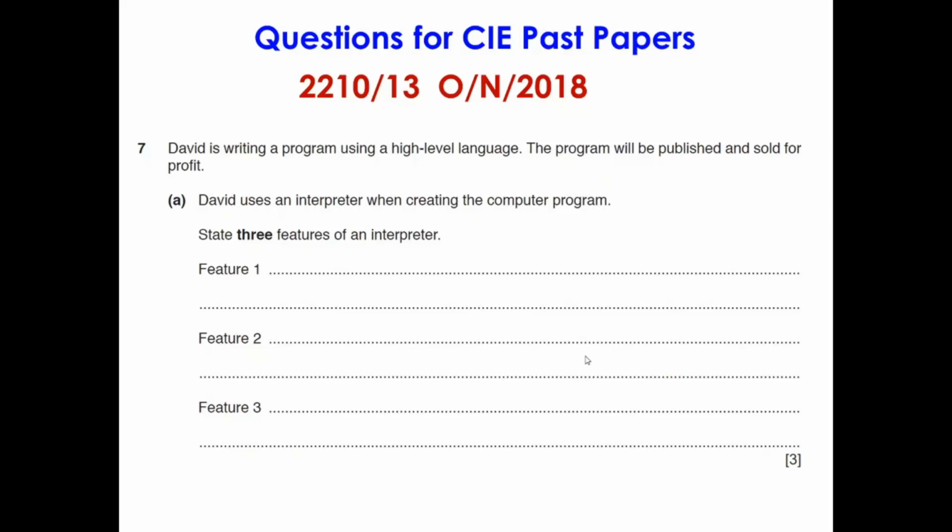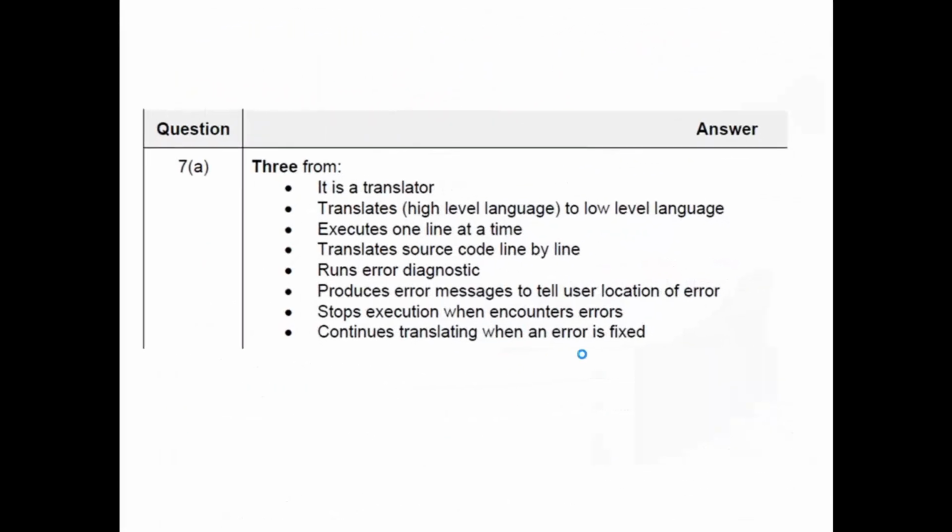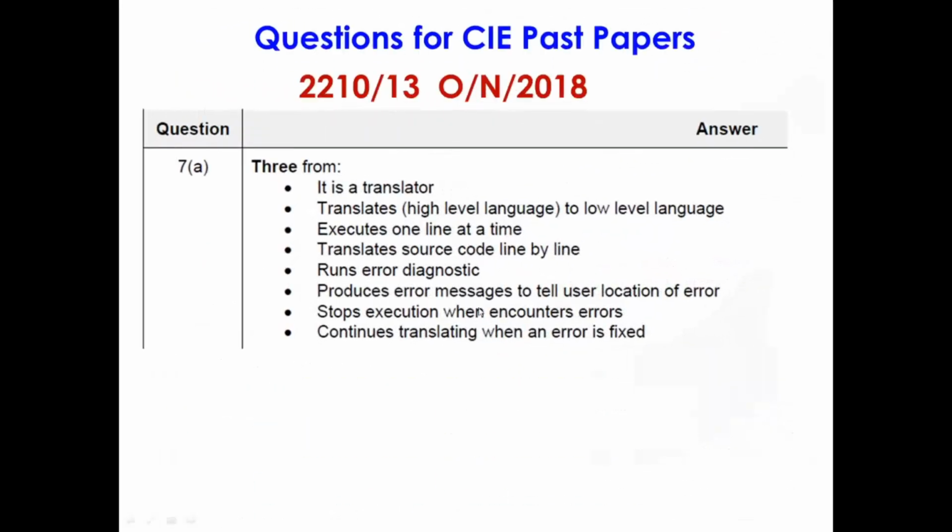So you are writing a program in a high-level language and you want to translate it through an interpreter. What are 3 things that an interpreter does? Let's see the answer. It is a translator program. It translates high-level language to low-level language. It executes one line at a time, meaning it will translate the source code line by line.